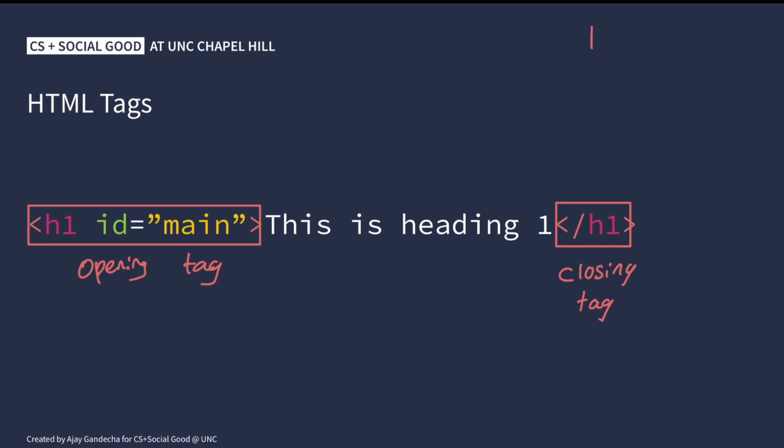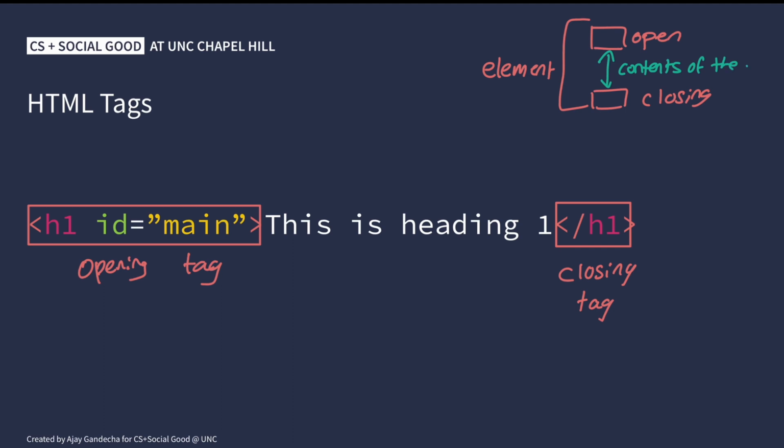So you'll have an opening tag, and then you'll have a closing tag, and all of this together represents a single HTML element. Everything in between these two tags represents the contents of the element.